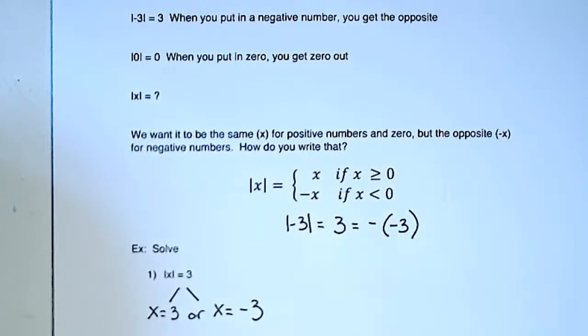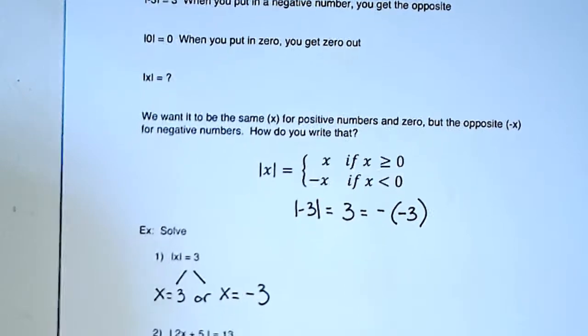Okay, so basically we break absolute value problems down to two possibilities. So what does this look like when things get more exciting? Well, when things get a little more complicated, we follow the same pattern, but there are a few more steps.